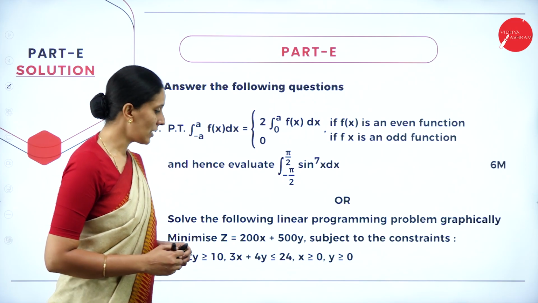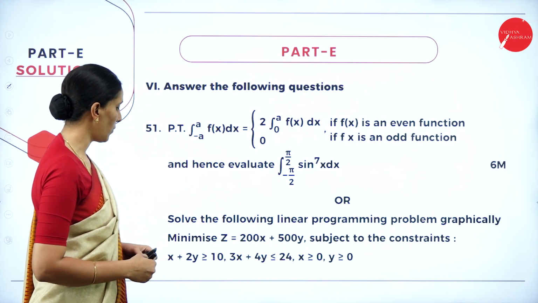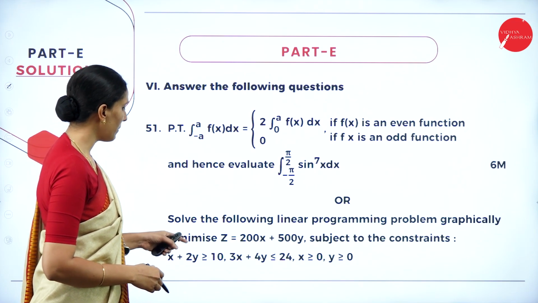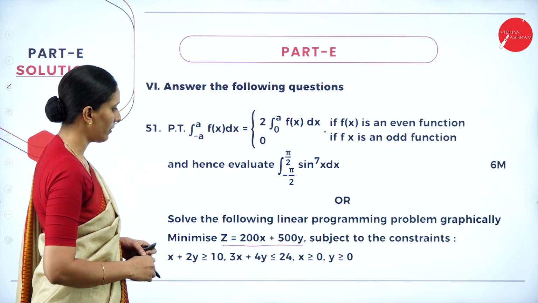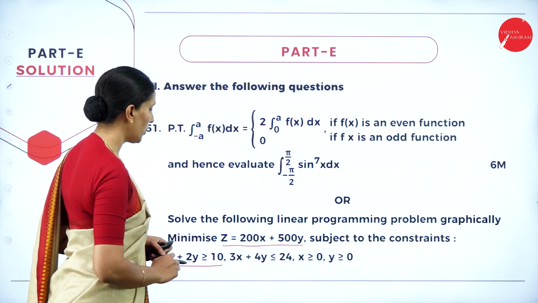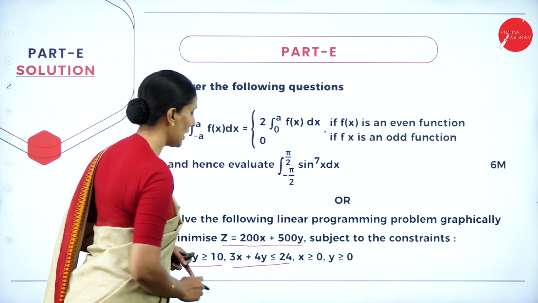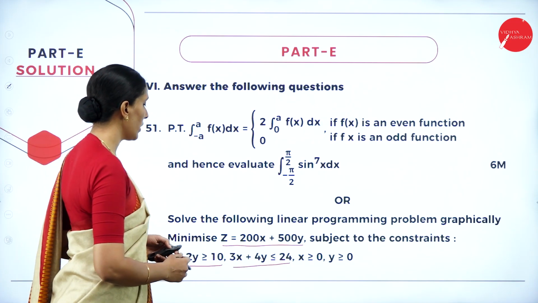Now, let us find the solution for the graphical method of solving a system of linear equations. We need to find the minimum value of the function z equals 200x plus 500y with the constraints x plus 2y greater than or equal to 10 and 3x plus 4y less than or equal to 24. Now, let us find the solution for these two equations.